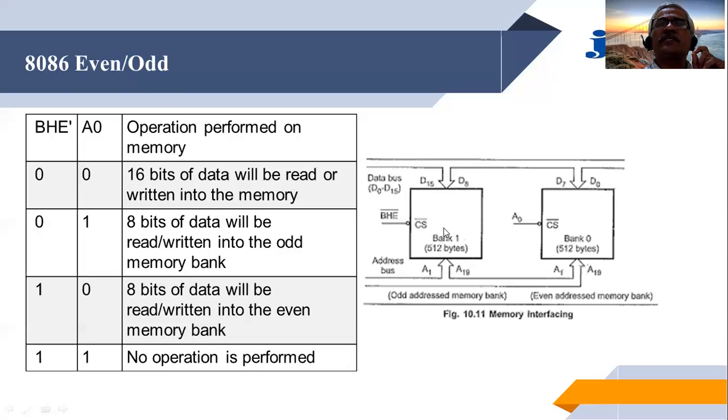So if you are to access from the even memory bank, the starting address is 0. With the starting address 0, that 0 is an even number. So that will be in bank 0, and this is when A0 is equal to 0, so that the chip is selected. Now when this chip is selected, the rest of the addresses from A1 to A19 will belong to bank 0.